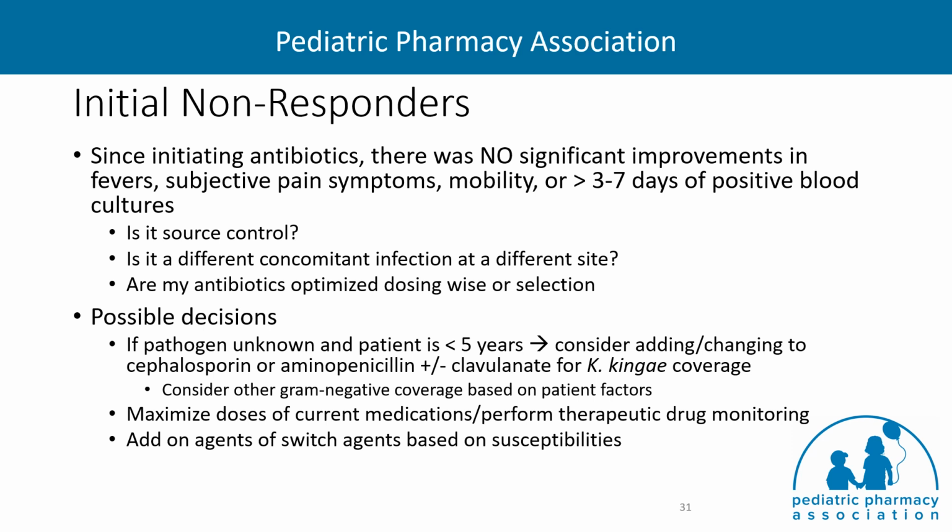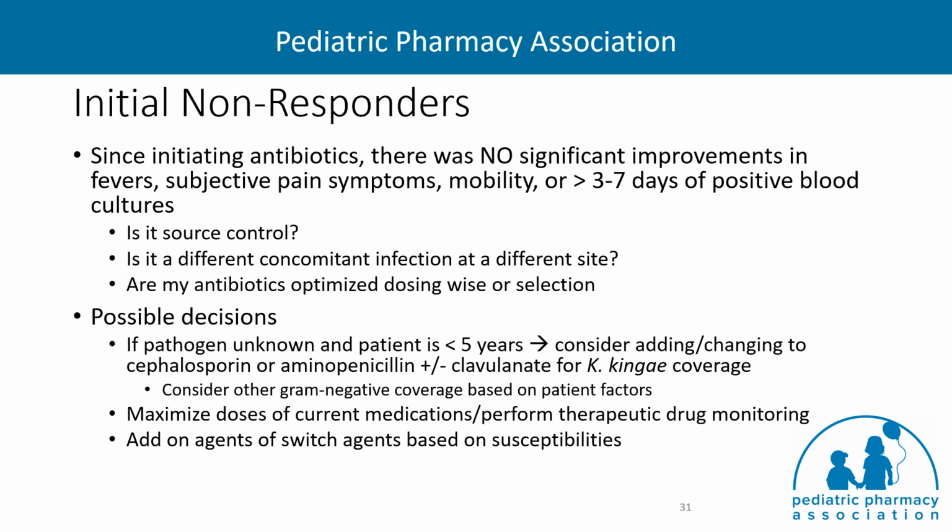Now, as pharmacists, we're typically going to get consulted whenever things don't go well and they have to go outside of the guidelines. So what happens if the patient is not initially responding to therapy? We've all probably seen this where we have them on a drug that should be working, but things don't seem to be getting better. And so here's an attempt at a definition of this. They start antibiotics, haven't had significant improvements in fever, pain, mobility, and they have 3 to 7 days of positive blood cultures. Always ask yourself, is there a source control issue?